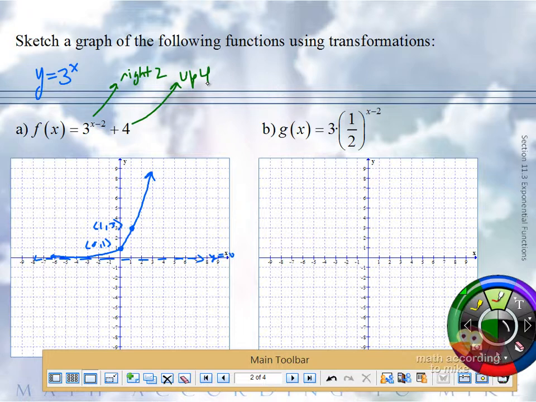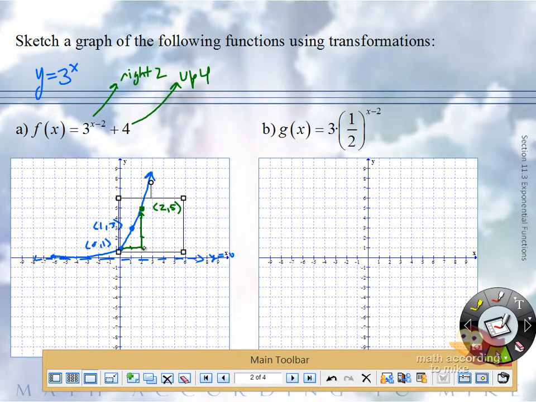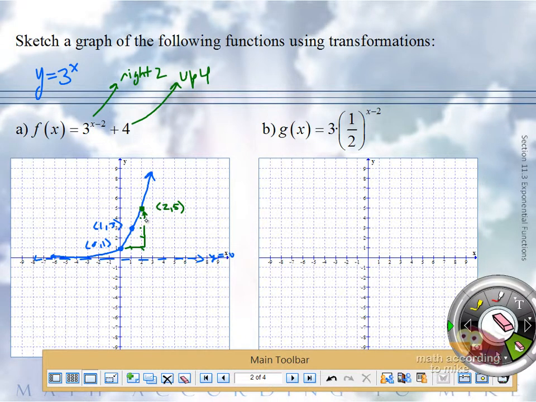Let's go 1 point at a time. If we're at 0, 1, and we moved right 2, we're at 2, 1. Now if I moved up 4, then that means the point 0, 1 got transformed to 2, 5. Right 2, up 4. Questions on that? I just want to erase that little part there.